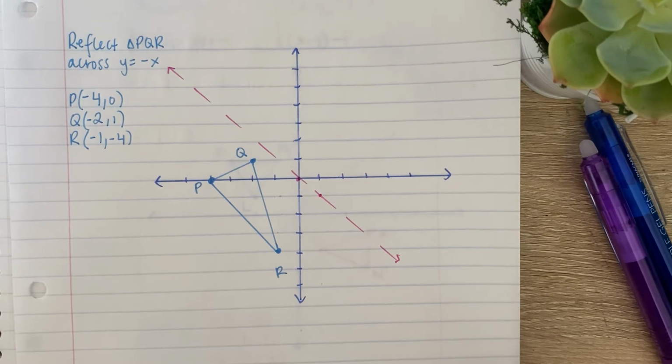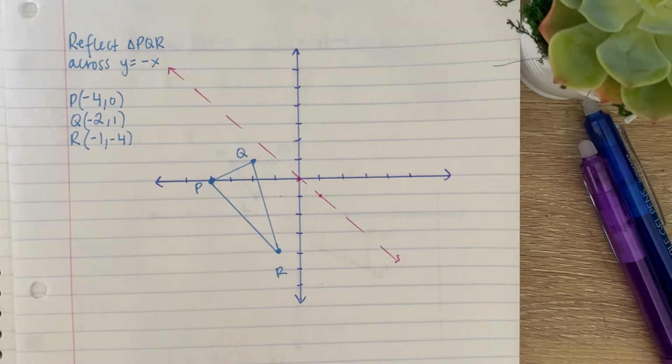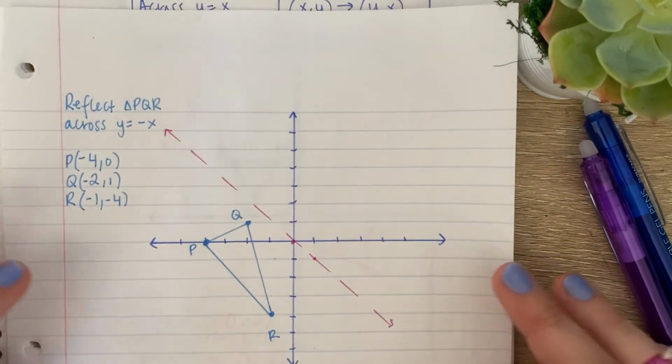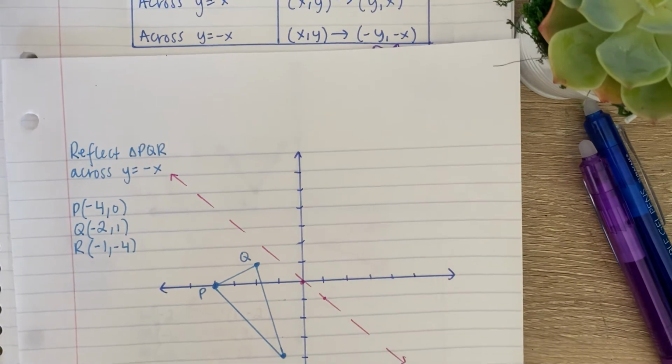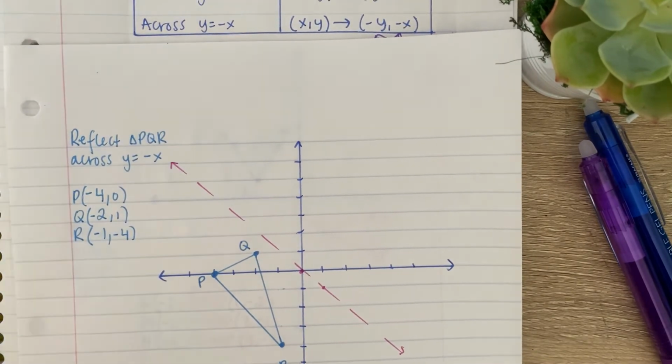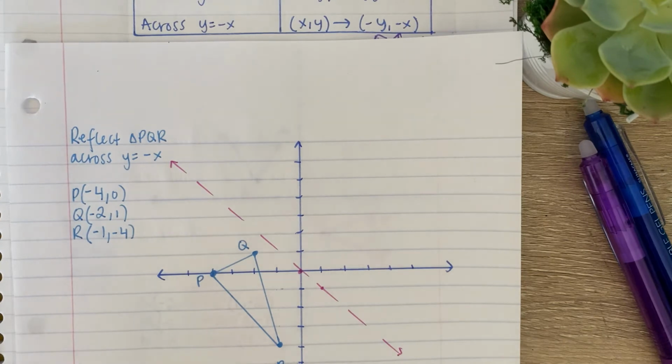And then let's draw out triangle PQR. So P is -4, 0, Q is -2, 1, and R is -1, -4. That's my triangle. Now I want to reflect this across y equals -x. So I look at my rule. That states that what I have to do is not only flip my ordered pair, but I have to change the sign on both of the numbers.